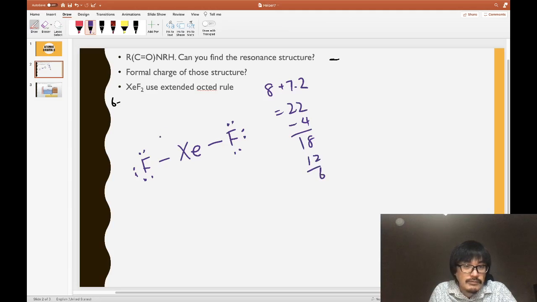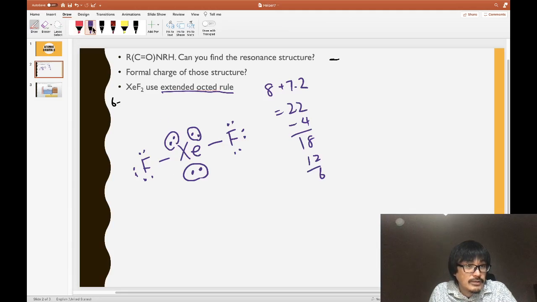for the outside, I have 6 left. Okay, so that's pretty much the list of structures using the extended octet.